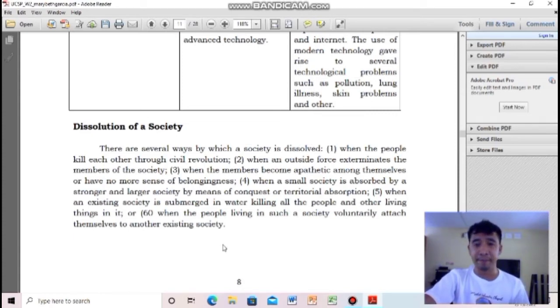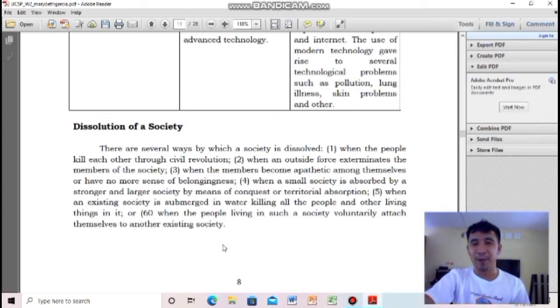Or in short, kung sakupon kita, no? Kung sakupon kita or sakupon ng isa ka society, sang isa ka mas powerful nga society, ang tendency, syempre, kung weaker society ka mo, laban-laban ma-end ang inyong society or madula ka mo or ma-dissolve. Number 5, when an existing society is submerged in water, killing all the people and other living things in it.